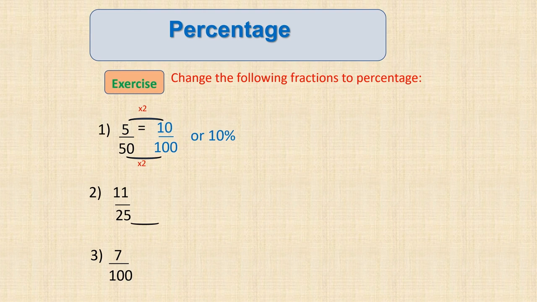Now for the denominator 25, you want to multiply by 4 to make it into 100. Do the same to the top number, and that will give you 44. So you have 44 over 100, or 44%. The third number is a little tricky because it's already got 100 as the denominator, so you just write 7%.